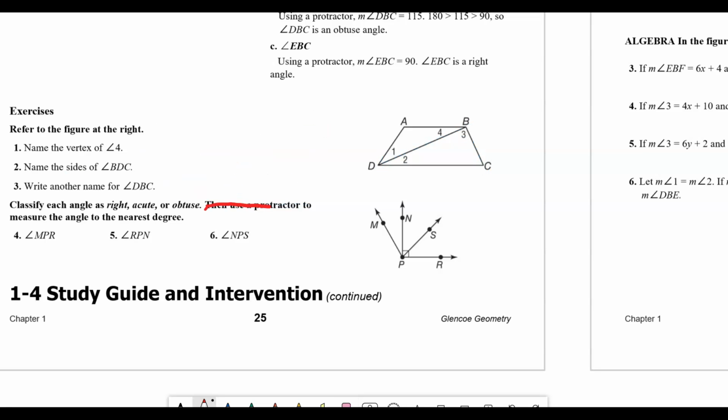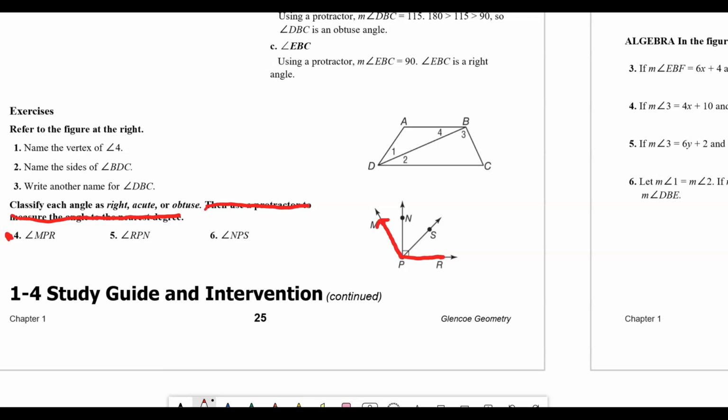Okay, so the next 3 here, I want to cross off these directions, but I want you to try to answer these in the Edpuzzle. We want to classify the angle as right, acute, or obtuse. So let's look at MPR. I'll label it for you. MPR is from here to here to here.